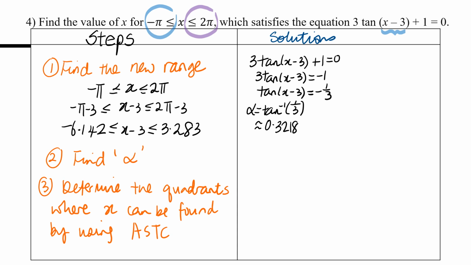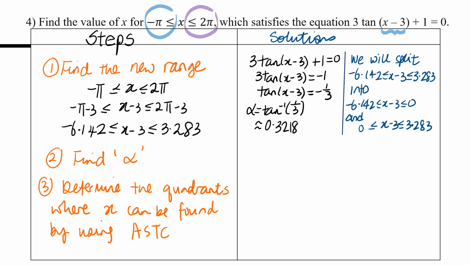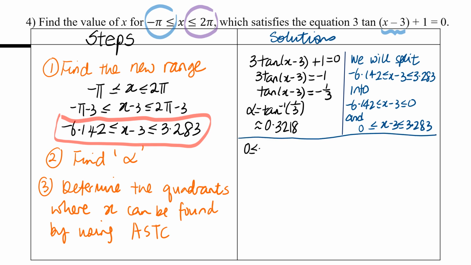I keep mentioning that. You have 0.3218. Okay, so here it's going to be a bit tricky. I'm going to split the range that you need to find. This answer here, I'm going to split into positive and negative, so into angle in the clockwise and angle in the anti-clockwise direction. So this is angle in an anti-clockwise direction between 0 to 3.283.